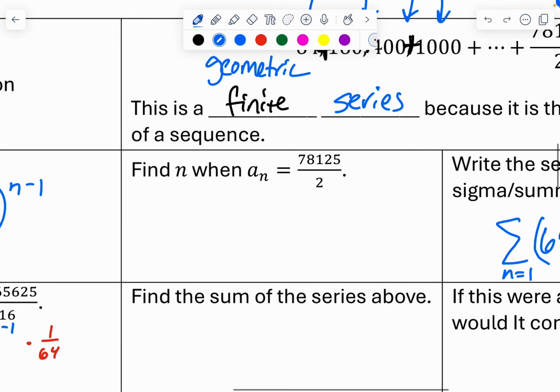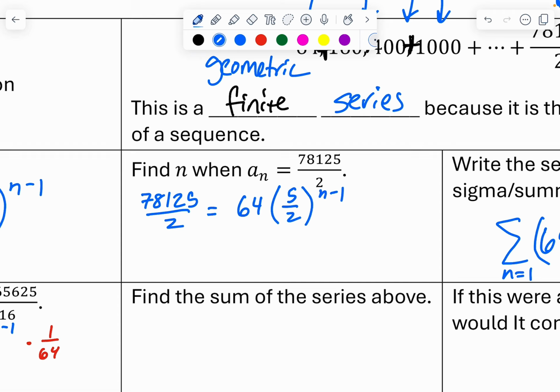So I have this 78125 over 2 is equal to 64 times 5 halves to the n minus 1. I'm going to multiply both sides by 1 over 64 to get rid of that 64. We have said 64 was 2 to the 6th, so this becomes 78125 over 2 to the 7th power, because here's 2 to the 6th, and then we have one more right here. 6 plus 1 is 7.